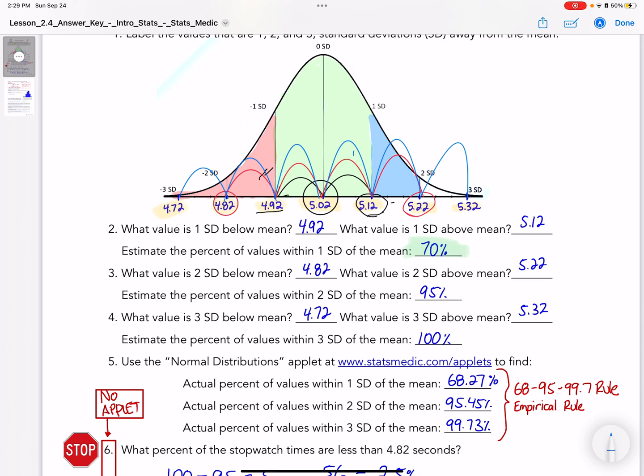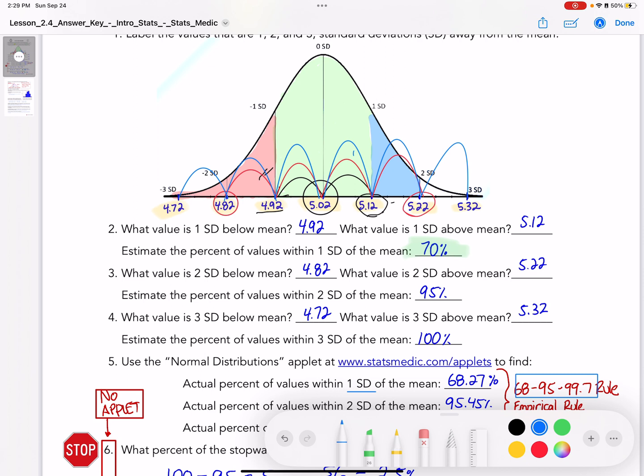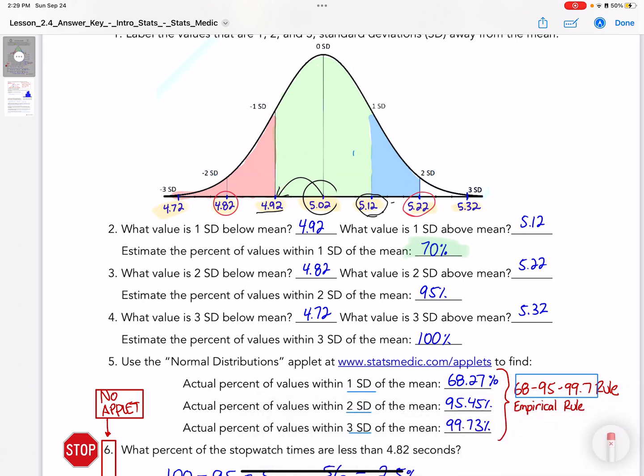It gives you an applet you can use so you can actually find the percent, and that just shows you how to do it, but I'm going to give you the actual rule that we have been doing. The actual percent between 1, 2, and 3 standard deviations gives you the accurate percentage. However, we use a truncated rule that's pretty close, which is called the 68, 95, and 99.7 rule. So that means the green area represents 68% of my data, which will lie within 1 standard deviation of the mean.